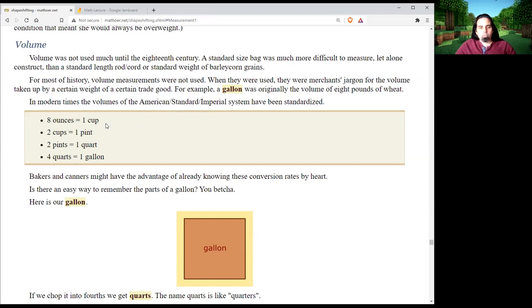And a cup is 8 ounces, or 2 cups is a pint. And if you have 2 pints, that makes a quart, and 4 quarts, that makes a gallon. If you're someone that is a baker or a canner, you might know these already. So let's look at a picture. That's a way to help remember these.